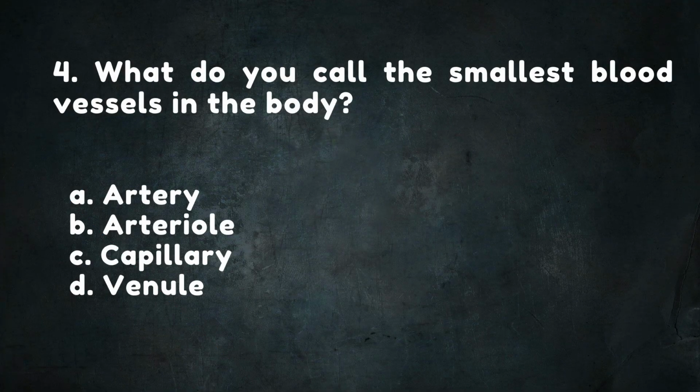Number 4. What do you call the smallest blood vessels in the body? A. Artery. B. Arteriole. C. Capillary. D. Venule. Very good. The answer is letter C, capillary.